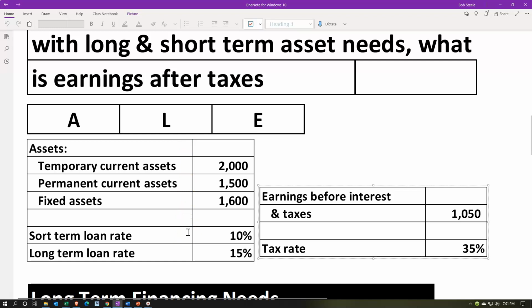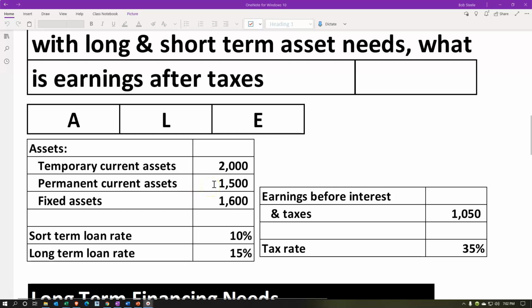We can attempt to match a more aggressive or less aggressive loan with the type of asset mix that we have. If we went into the balance sheet, we would have to break things out, because it's only going to have current assets and property, plant, and equipment. It's not going to break out temporary and permanent current assets. But we can go through there and try to break them out, and that could be useful for this type of analysis.